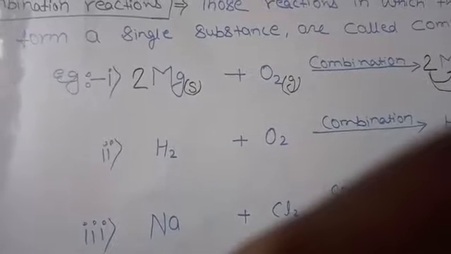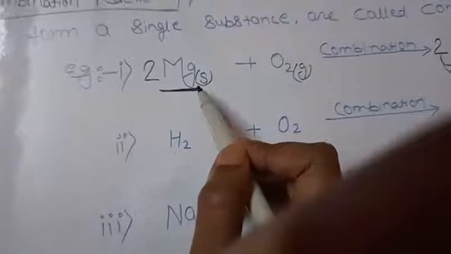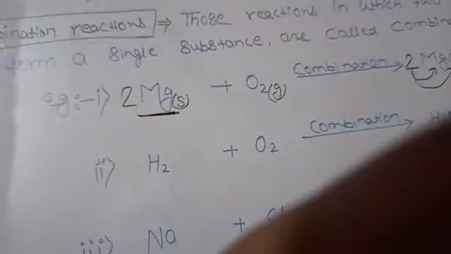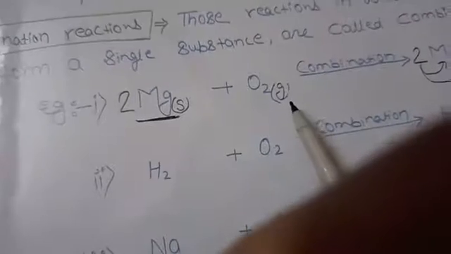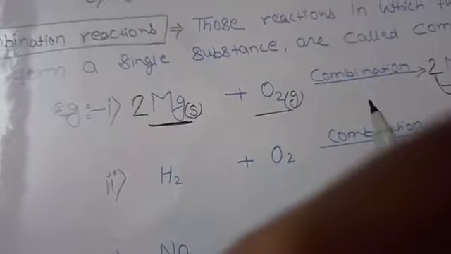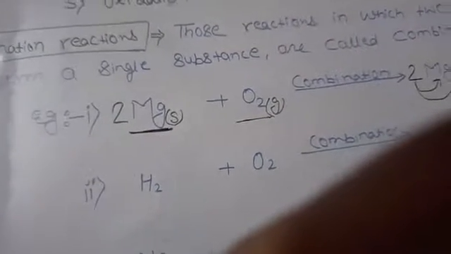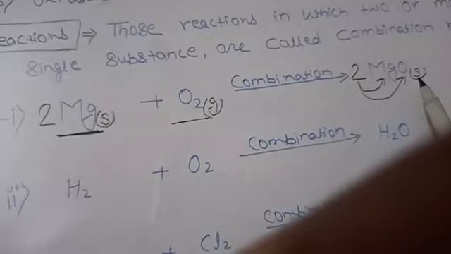Now in this reaction you can see magnesium is an element. In the periodic table of 118 elements, magnesium is there, and its atomic number is 12. Oxygen is also an element present in the periodic table, and its atomic number is 8. And at last what we get is the compound MgO, magnesium oxide.